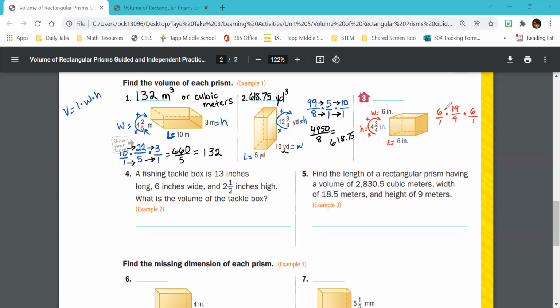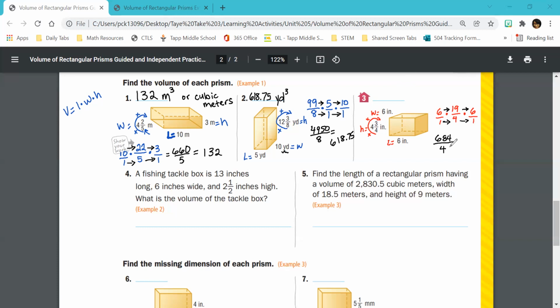So again, let's multiply straight across for our numerator and our denominator. Let's start with our numerator. We have 6 times 19, and that's 114. And then now we are going to multiply that 114 times that next 6. And that is 684. So let's now work on the denominator. 1 times 4 is 4, times another 1 remains as 4.